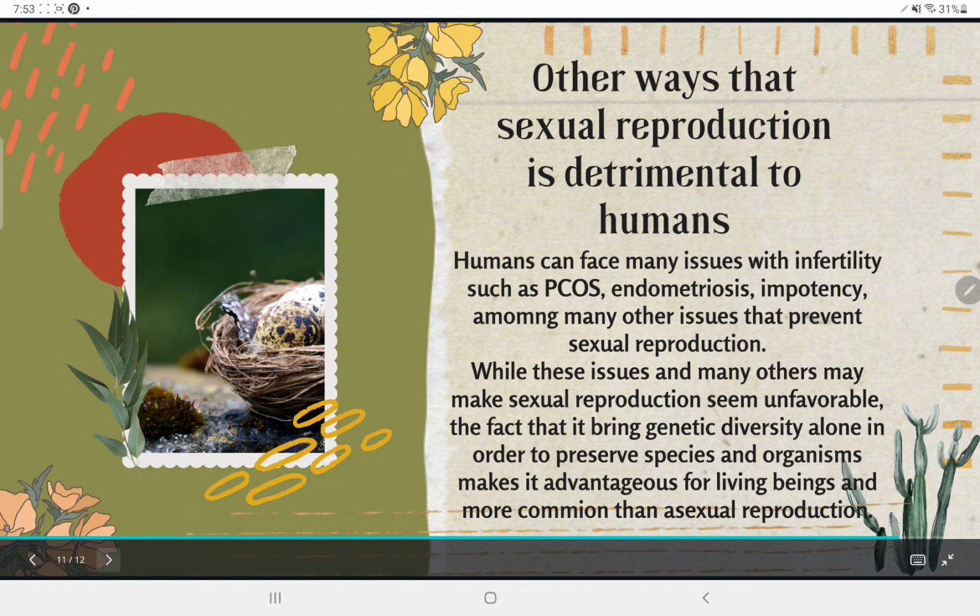Other ways that sexual reproduction is detrimental to humans. Humans can face many issues with infertility such as PCOS, endometriosis, impotency, among many other issues that prevent sexual reproduction. While these issues and many others may make sexual reproduction seem unfavorable, the fact that it brings genetic diversity alone in order to preserve species and organisms makes it advantageous for living beings and more common than asexual reproduction.